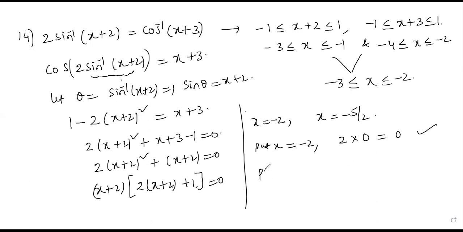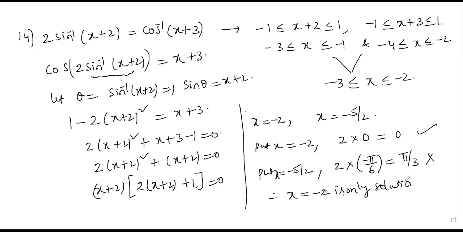Next, if you put x is equal to minus 5 by 2, LHS is a negative angle, RHS is a positive angle. LHS we get 2 into sine inverse of minus 1 by 2. Sine inverse of minus 1 by 2 is minus pi by 6. If you put x value minus 5 by 2 in RHS, we get cos inverse of minus 1 by 2, which is 2 pi by 3. So not a valid solution. Therefore, x is equal to minus 2 is the only solution.